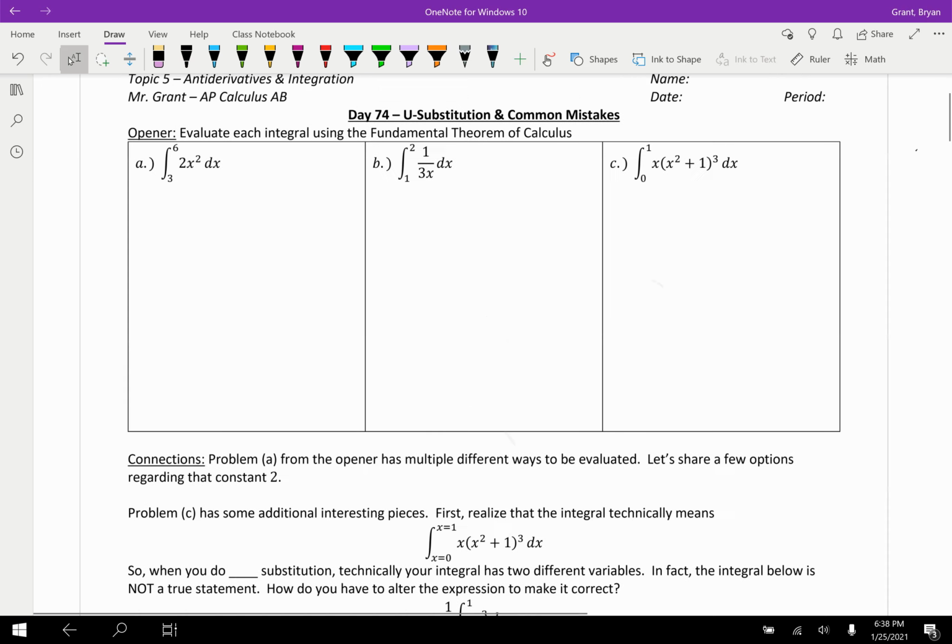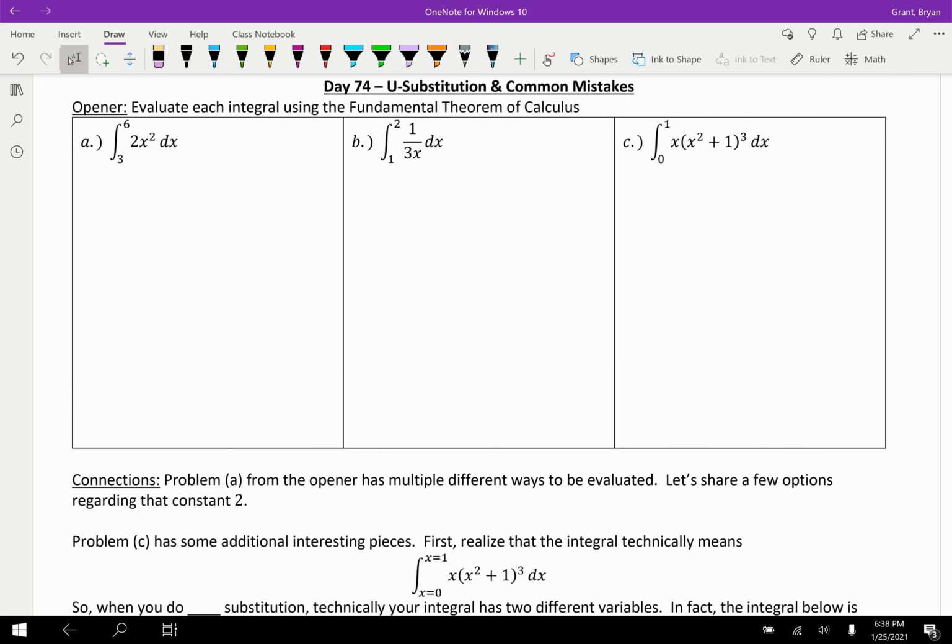Your goal is to apply the fundamental theorem of calculus, and in order to do that, of course, you will need to use your antiderivative rules. So good luck on this. Feel free to use the end of day 73 to help you out, and we'll come back together once you've tried all three. Ready, set, good luck, go.